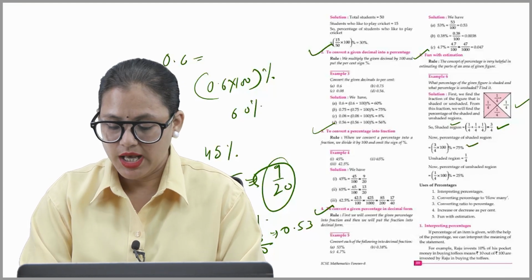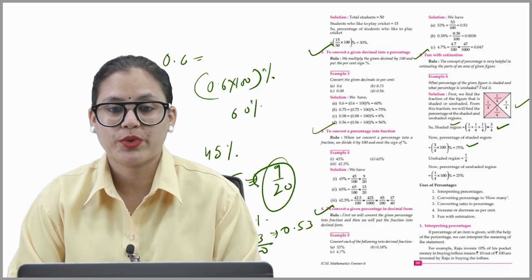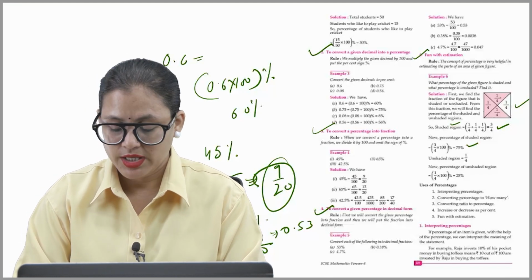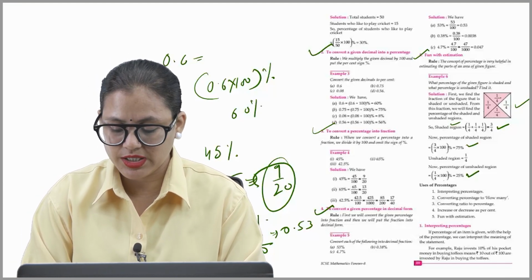Now, the unshaded portion, this is the unshaded portion, that is 1 by 4. So, we have to find the percentage. Unshaded portion, that is 1 by 4 into 100% is equal to 25%.